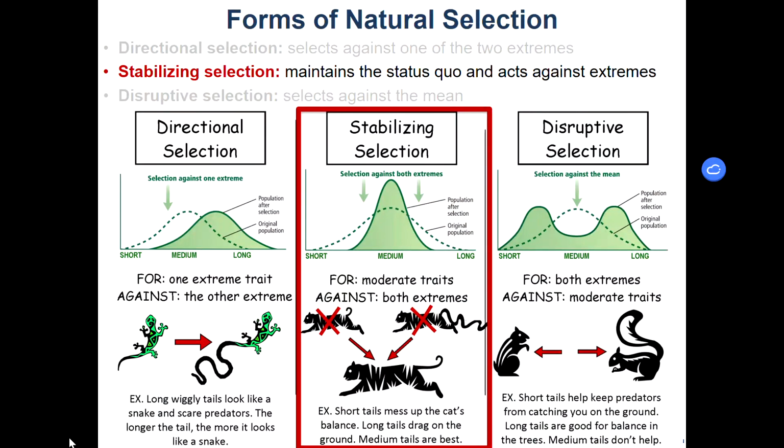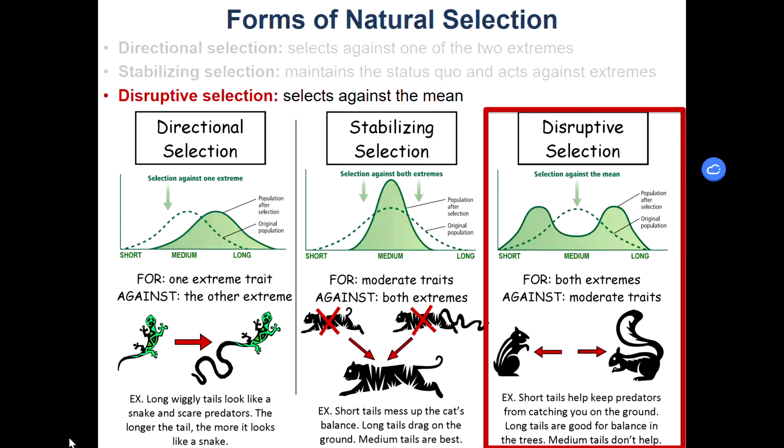Stabilizing selection maintains the status quo. It acts against the two extremes. So if we think about cats, if you're a short-tailed cat, it messes up your balance. You're not able to jump from trees and land on your feet. But if you're a long-tailed cat, your tail will drag on the ground. It makes it harder for you to catch prey in the wild. So having that middle ground of a long enough tail for good balance, but short enough that it doesn't drag on the ground, will allow you to survive and reproduce, giving you the greatest fitness advantage. So then we have selection for that medium allele, or medium phenotype. So we're stabilizing to the middle.